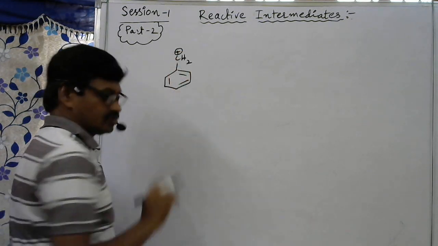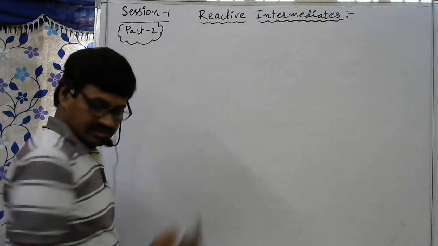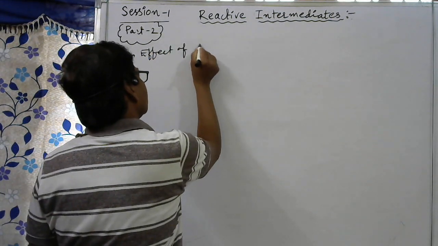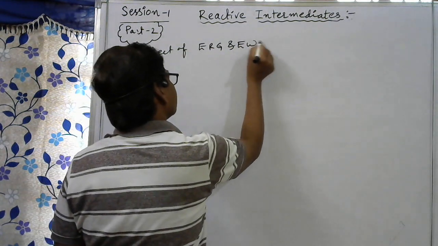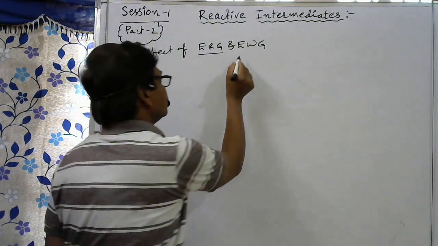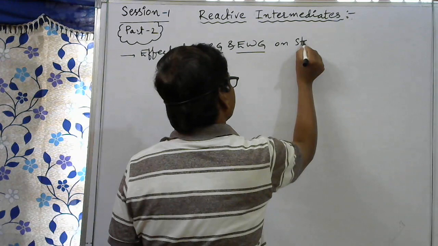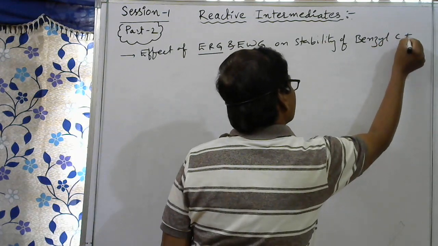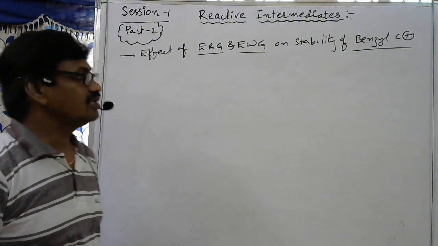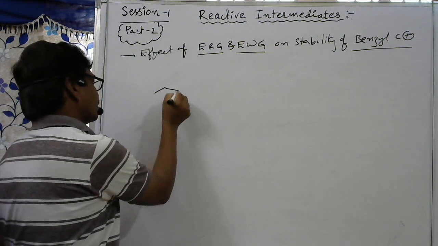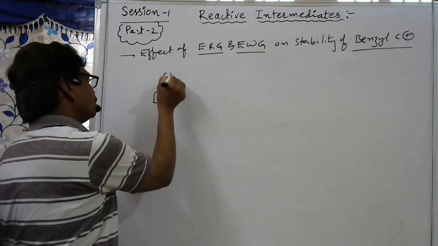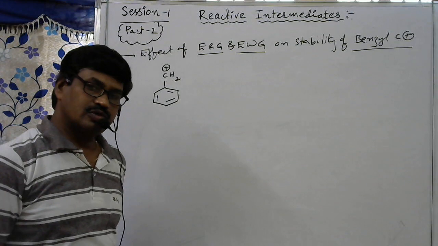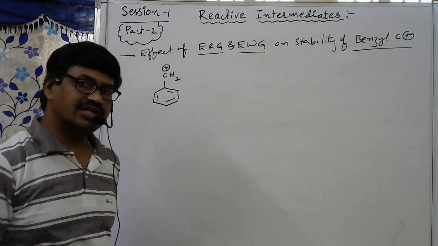benzyl carbocation. Before that, I am writing a heading: effect of ERG and EWG. ERG means electron releasing groups. EWG means electron withdrawing groups, on the stability of benzyl carbocation. C plus I am writing means benzyl carbocation. See here, on benzyl carbocation, here CH2 plus. So as per the concepts, whenever a charged species is formed, if you compensate that formed charge, then only it will get stability.